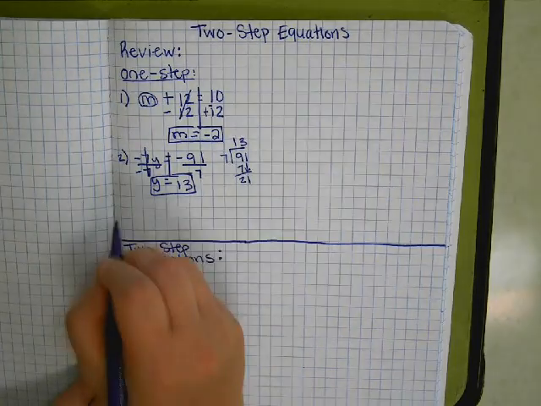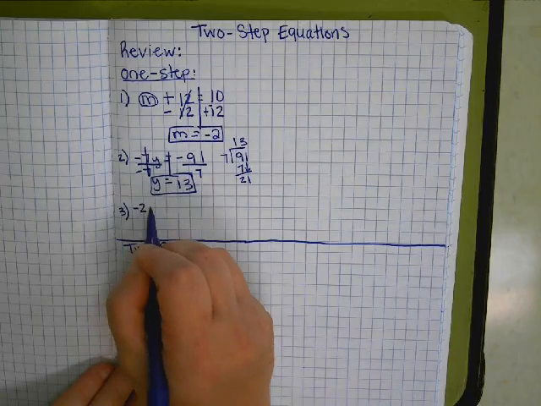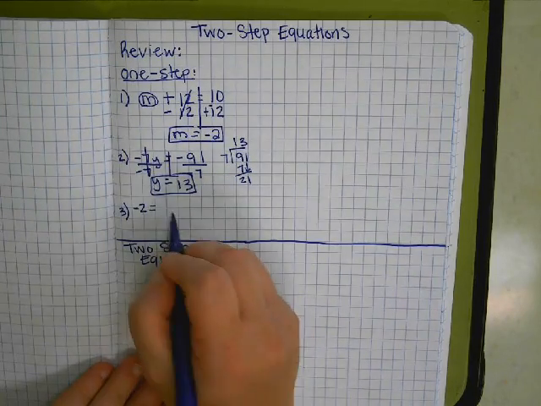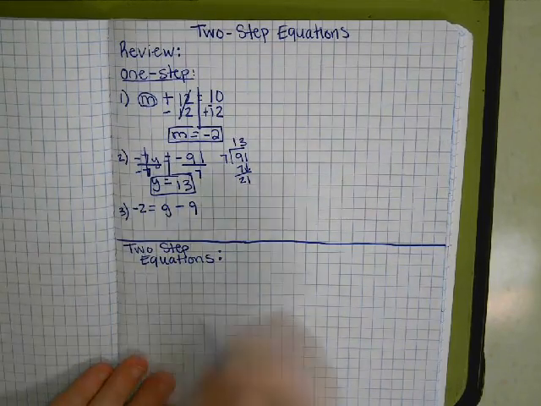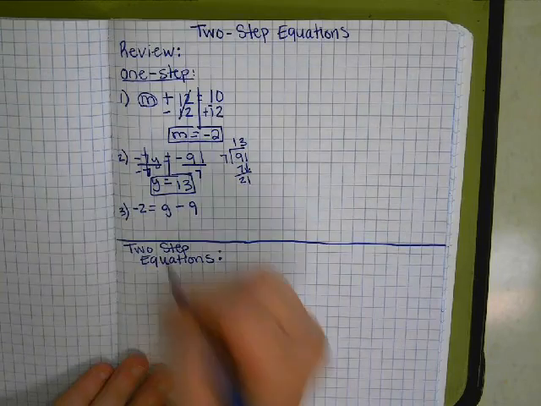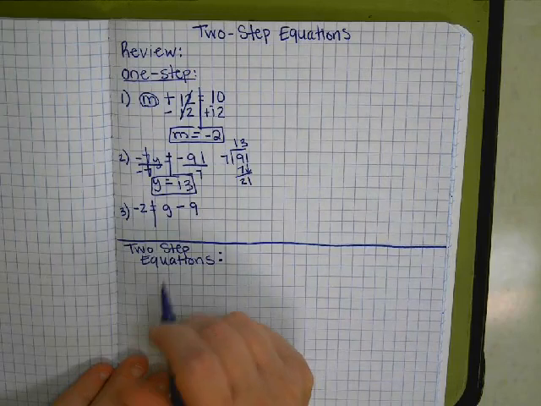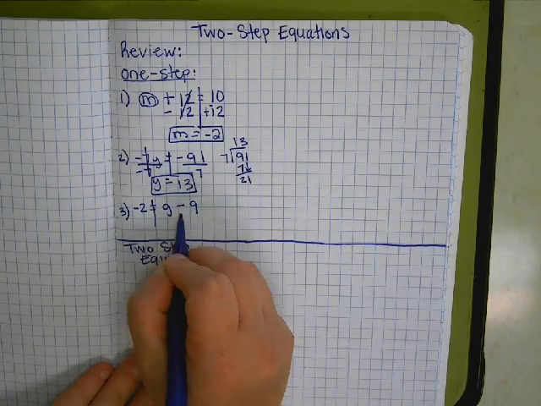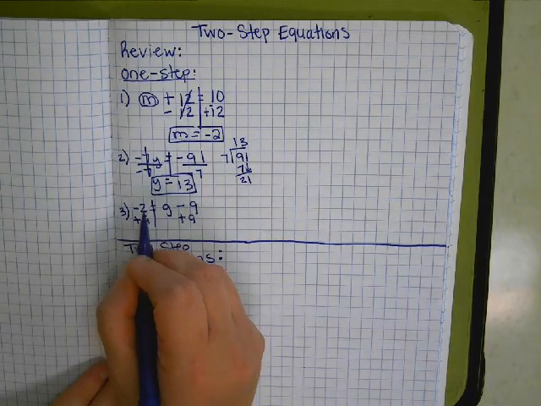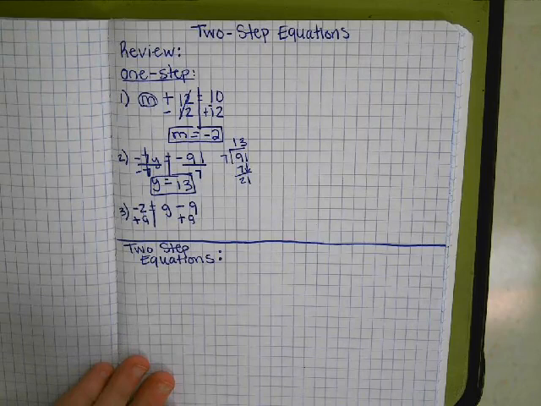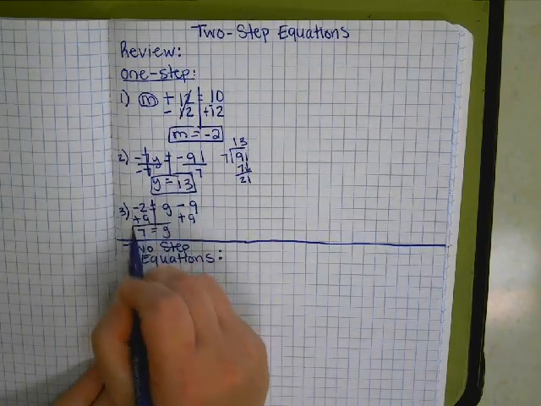Our last one-step example, negative 2 equals g minus 9. Remember, you can pause this video at any time you need to. We separate our sides. With g, I have a minus 9. The opposite, or the inverse operation of a minus 9, is a plus 9. Negative 2 plus 9. My signs are different, so I subtract to get 7 for my answer.